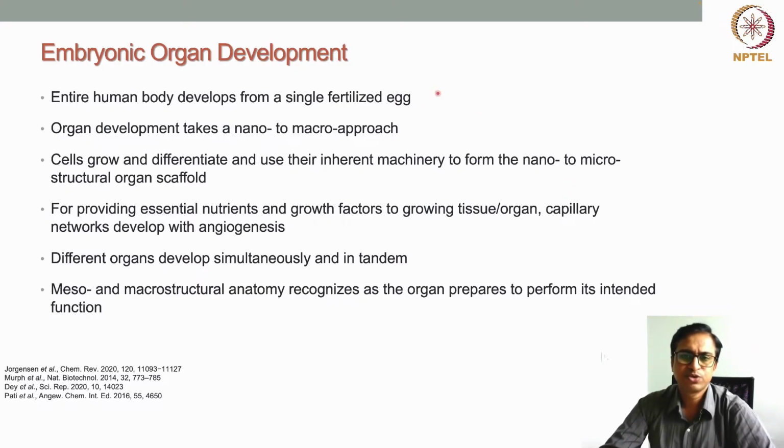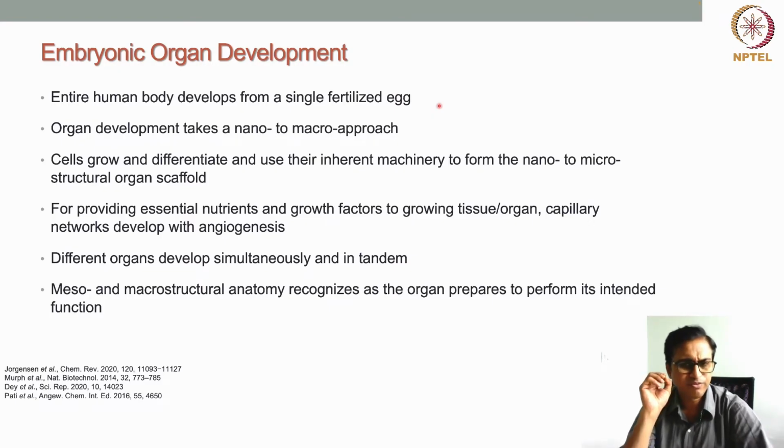That is the very first thing we know: when the sperm meets the ovum and it is fertilized, the blastocyst and other things start forming from there. So from a single fertilized egg, the whole thing divides and matures, and then differentiates to develop different types of tissues and organs. That's why organ development in an embryo takes a nano to macro approach.